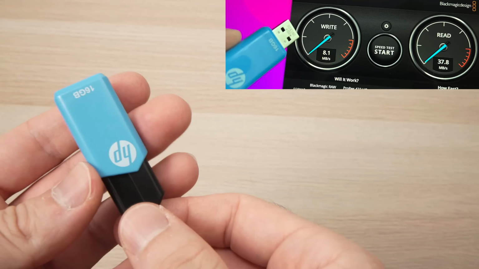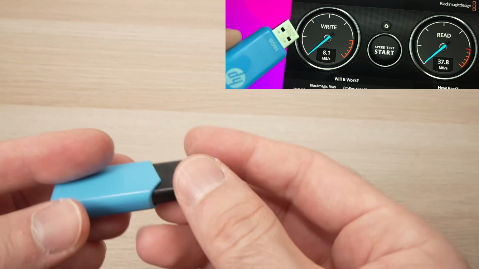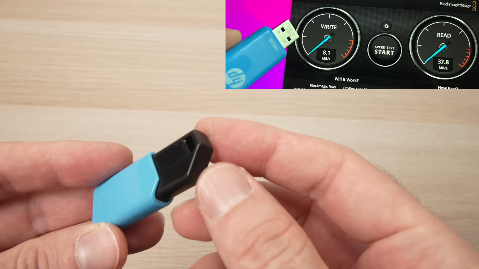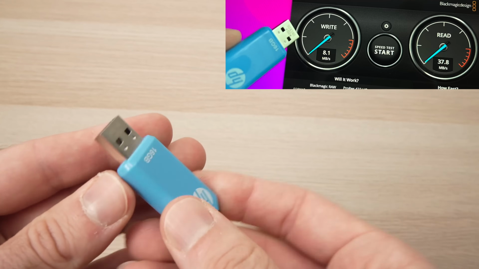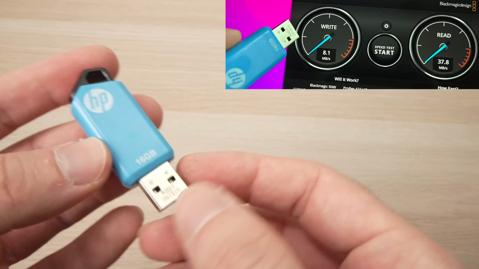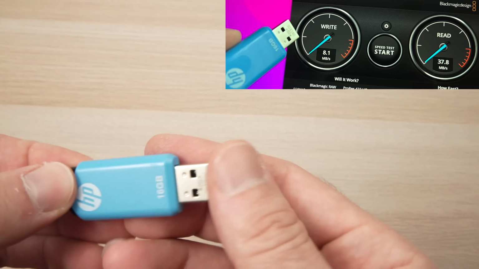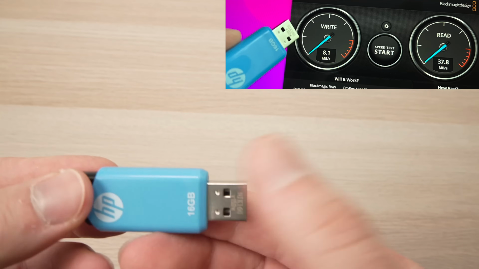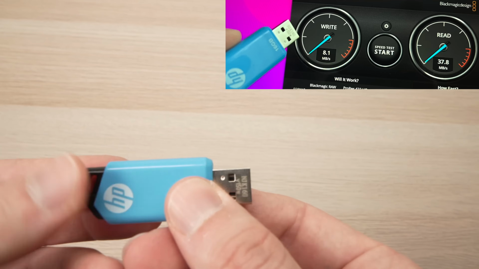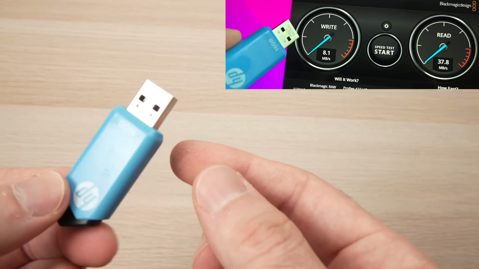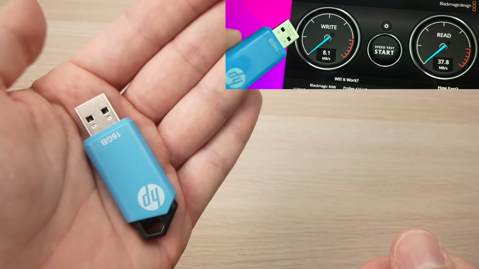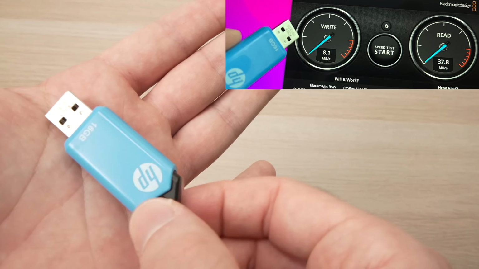Here is another USB 2.0 drive. This is the HP, which has not that bad a write speed for a USB 2.0, but very great read speed at 37.8 megabytes per second. This is the fastest read speed for a USB 2 that I got. So if you're just interested in read speed, well, maybe this could be a great choice.